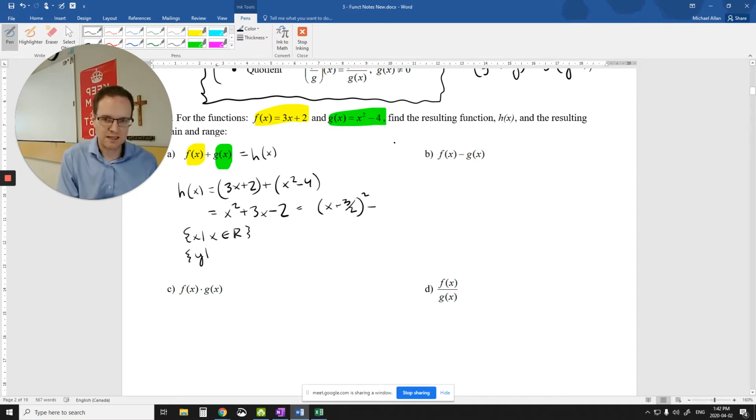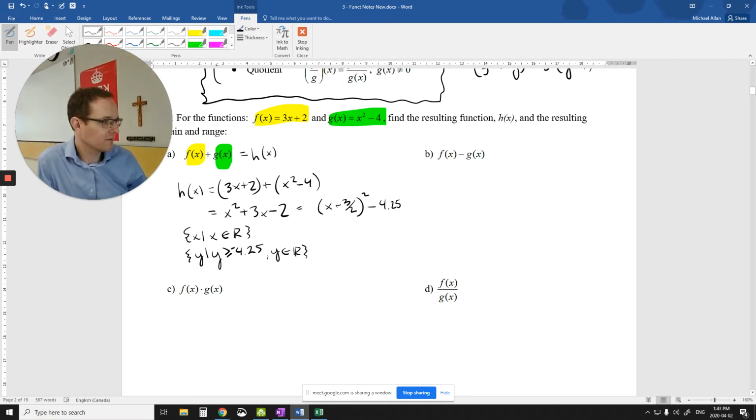So it looks like I got 4.25. We could just verify that by using our calculator here. It's opening upwards, because you can see that's opening upwards. So it's got to be greater than or equal to negative 4.25 for the range. Okay, it looks pretty good.